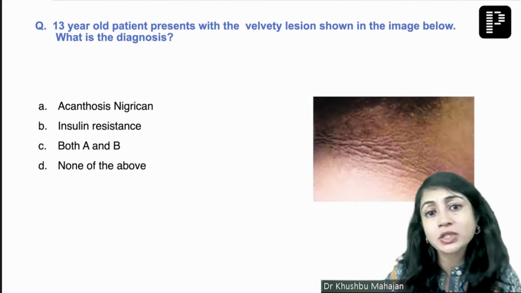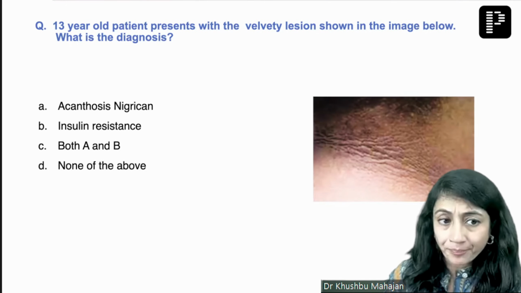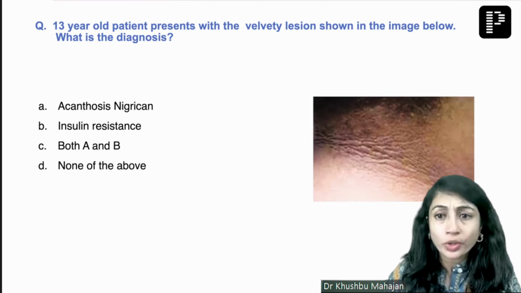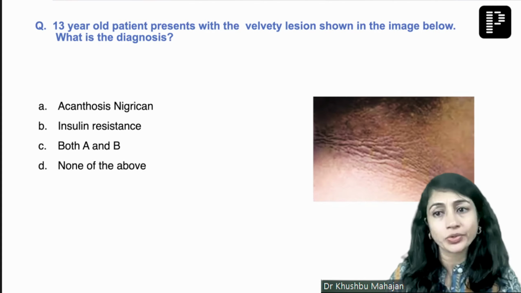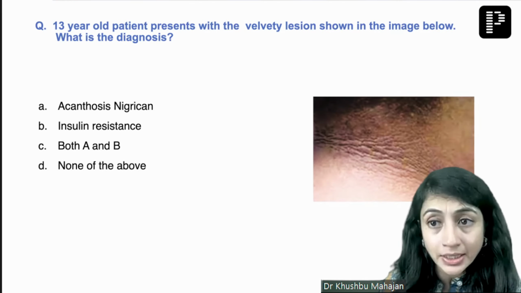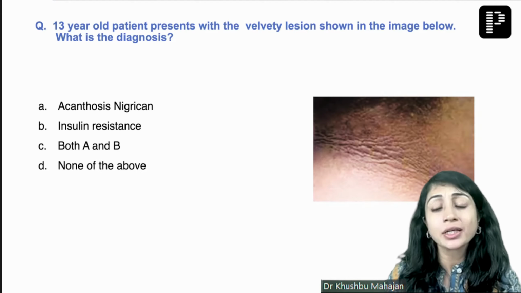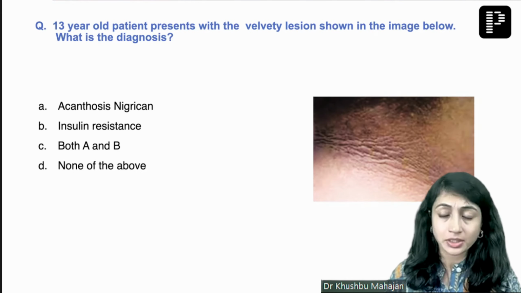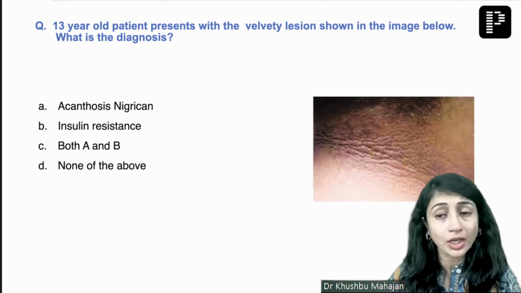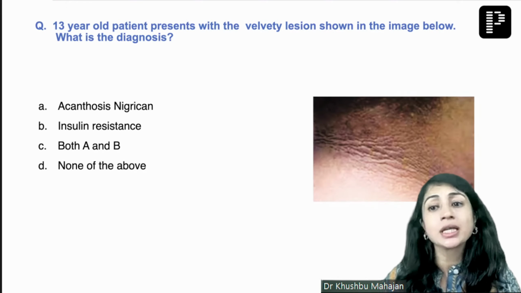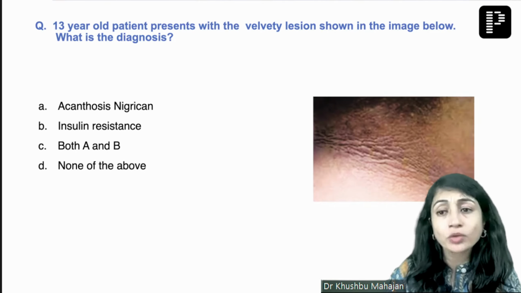A 13-year-old patient presents with a velvety lesion as shown in the image. What is the diagnosis? Now, here I am not sure if these were the options given to you. The diagnosis here, if they have asked you the diagnosis, would be acanthosis nigricans. Acanthosis nigricans is seen with insulin resistance. But again, I would need your help here. Was this the exact question? Was this how it was framed? And were these the exact options? If this was the question with these exact options, then I would say acanthosis nigricans would be the answer.